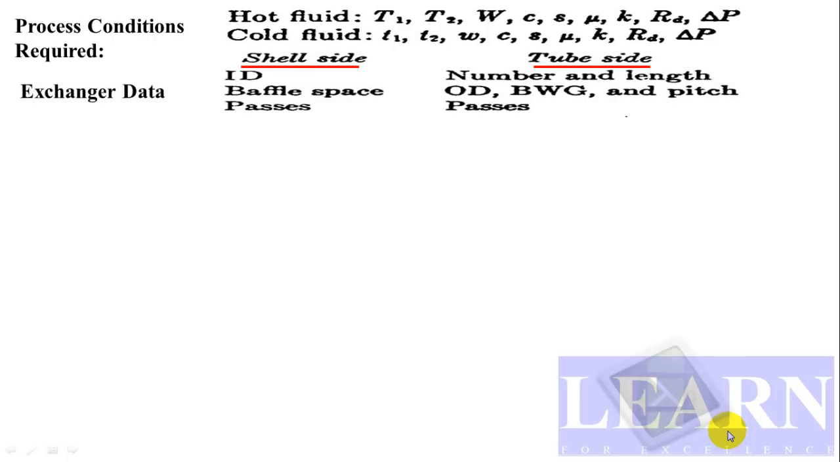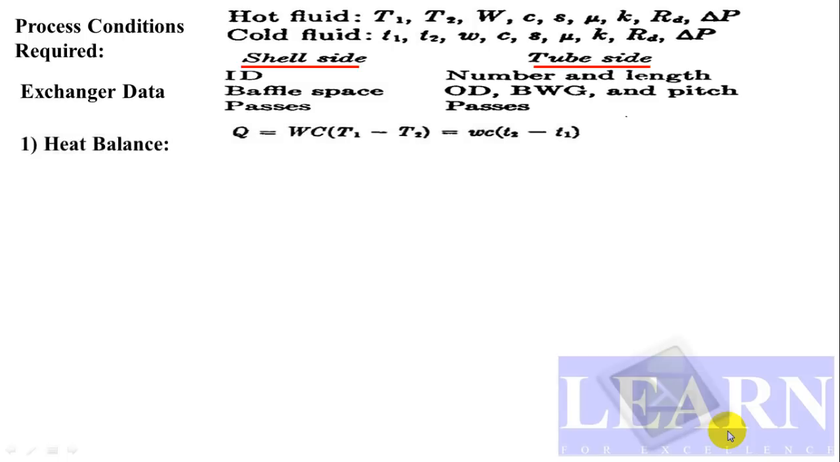So after reading the question, first duty is to take the exchanger data. So first we'll take the exchanger data on shell side, that is nothing but inner diameter, baffle space and number of passes. So if number of passes are not given, we have to take the number of passes as 1. Next, while talking about the tube side data, first we have to take the number and length of the tubes, outer diameter, BWG, pitch and number of passes.